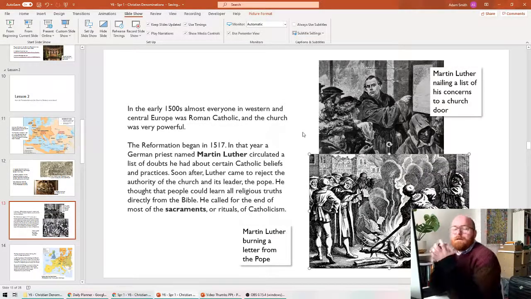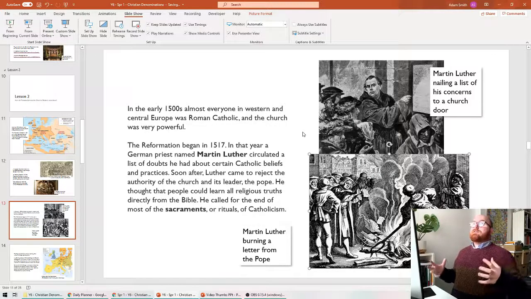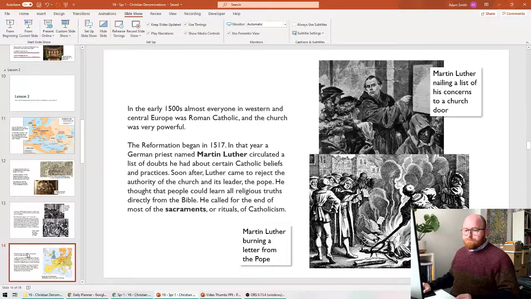He thought that people could learn all religious truths directly from the Bible and not necessarily from priests and the Pope, and he called for the end of most of the sacraments or rituals of Catholicism. So things like the priest going out and anointing people with oil, or the priest being able to bless people or offer indulgences, and all these sorts of things. He thought that actually Christians should just read the Bible. Yes, they can go to church to worship and pray together, but it shouldn't be led solely by a priest. It should be everyone involved in doing that.